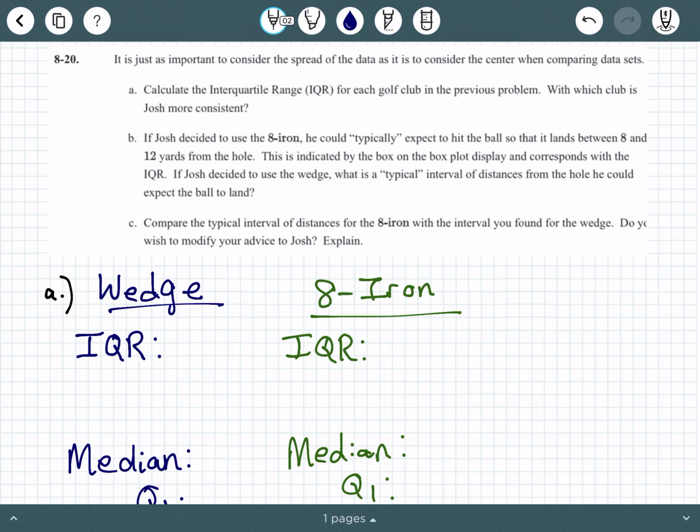All right, let's have a look at problem 820. It is just as important to consider the spread of the data as it is to consider the center when comparing data sets. A, calculate the interquartile range for each golf club in the previous problem. With which club is Josh more consistent?